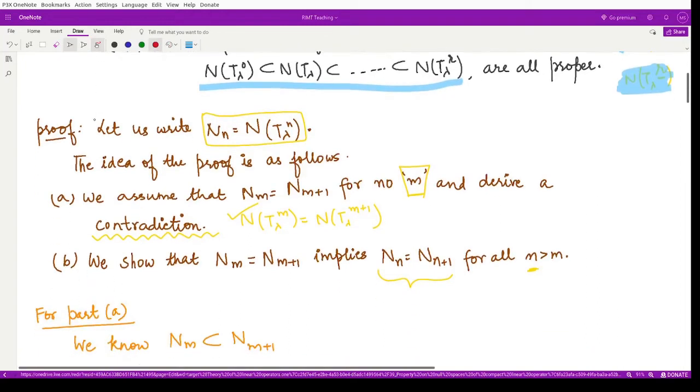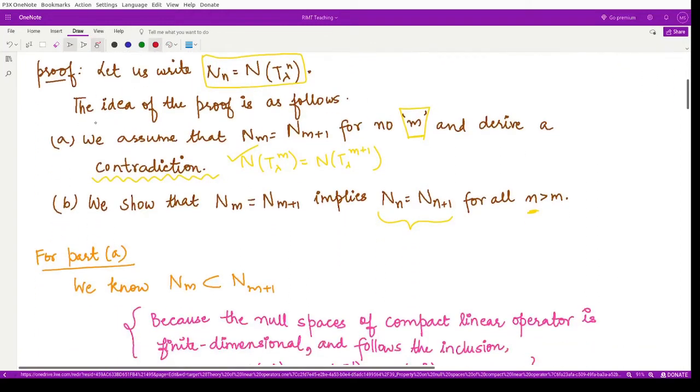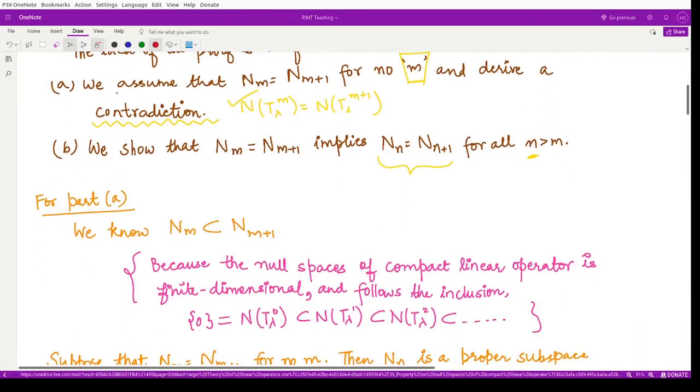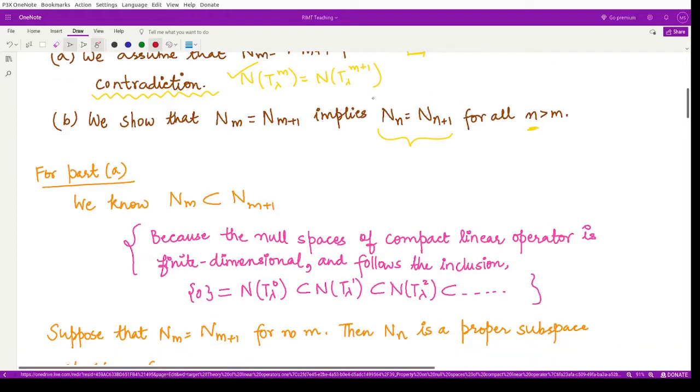So let's see the proof. For the first part, we first assume that for no m is N_m equal to N_(m+1). That means they are not equal to each other for any index m. However, we know that null spaces of a compact linear operator are finite dimensional, and moreover each of these null spaces is contained in the next.